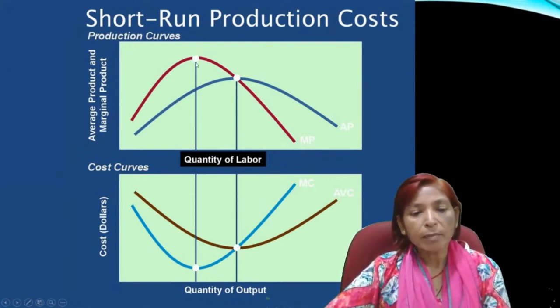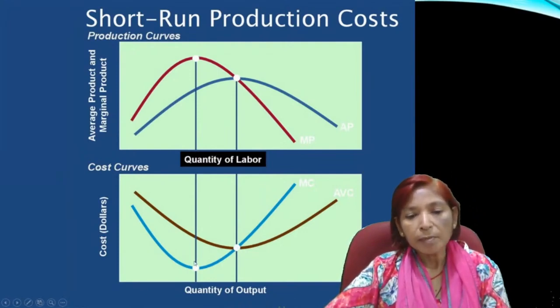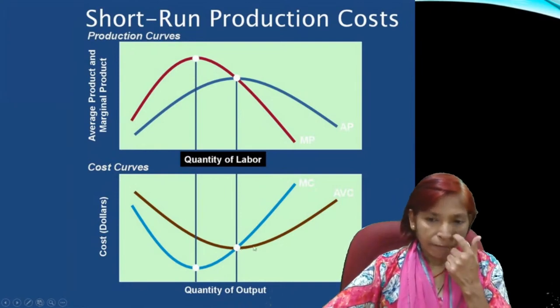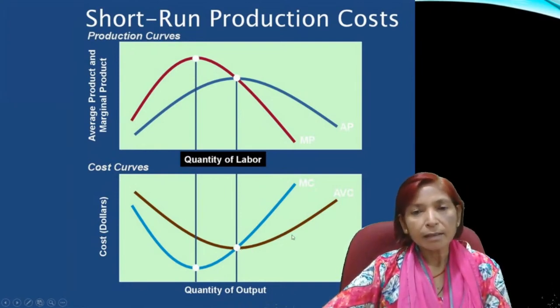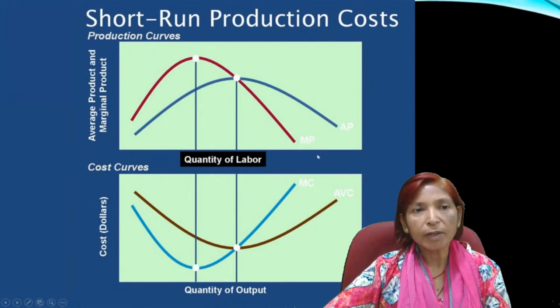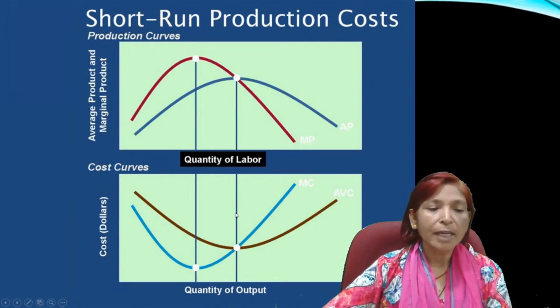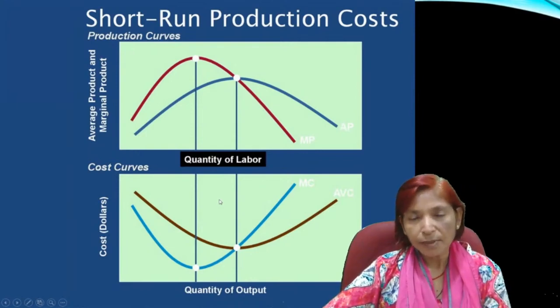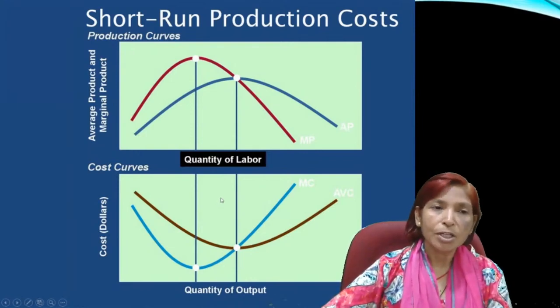Where MP is maximum, MC is minimum. Where MP and AP both are equal, here MC and AVC both are also equal. When AVC starts rising, MC rises before that AVC. So this is the relationship between production curves and cost curves. And we can derive cost curves with the help of production curves.